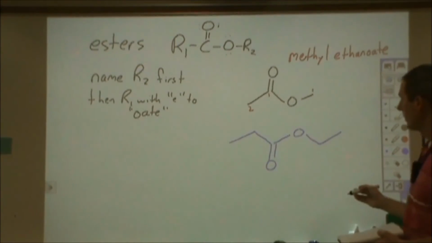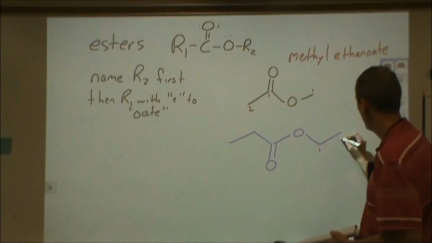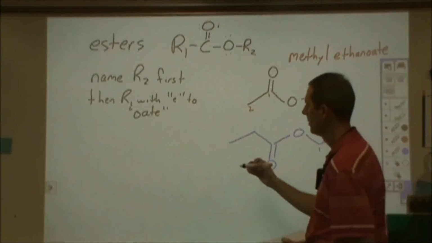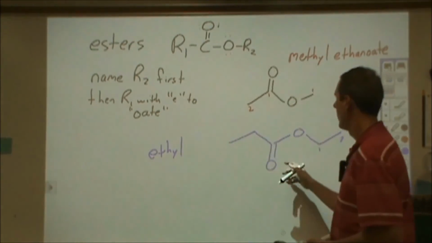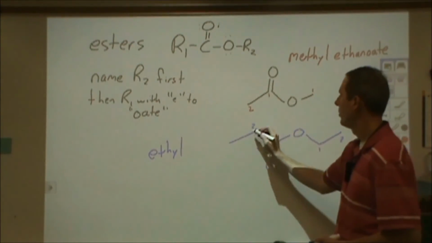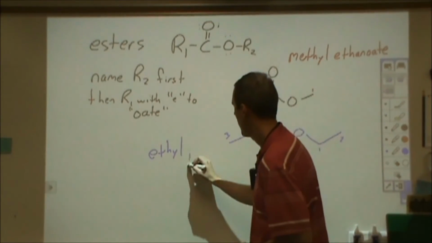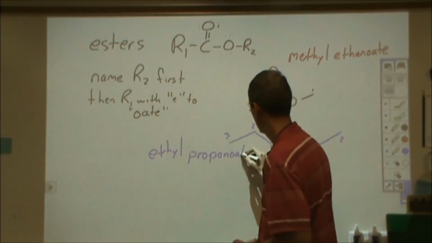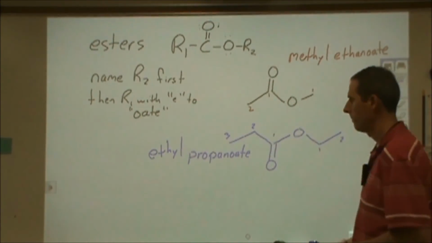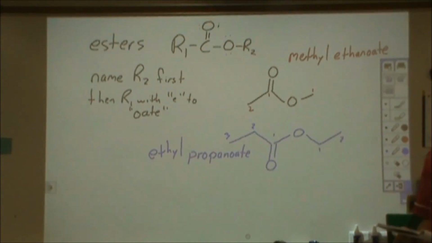Okay. On the second one, we have 2 carbons here, so we have an ethyl. And then we have 1, 2, 3 carbons here, so this would be ethyl propanoate. Okay. And that would be what you would do for esters.